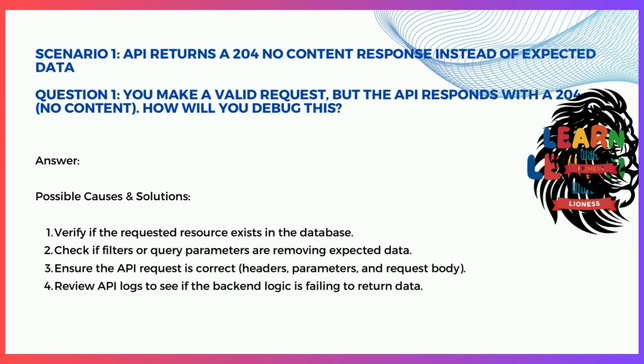1. Verify if the requested resource exists in the database. 2. Check if filters or query parameters are removing expected data. 3. Ensure the API request is correct, headers, parameters, and request body. 4. Review API logs to see if the backend logic is failing to return data.